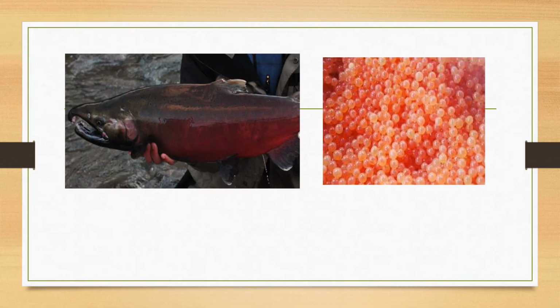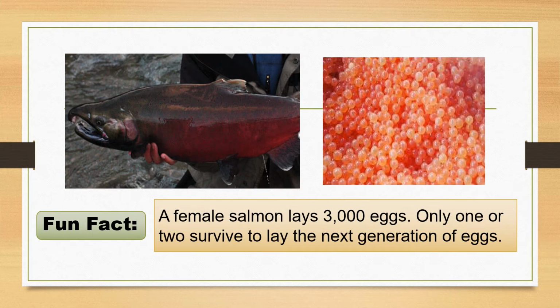Let us learn more about fish. So we will have a fun fact. A female salmon lays 3,000 eggs. Only 1 or 2 survive to lay the next generation of eggs. So this can cause the salmon species to be endangered, because look at it. Even if the female salmon lays 3,000 eggs, only 2 or 1 will survive for the next generation.